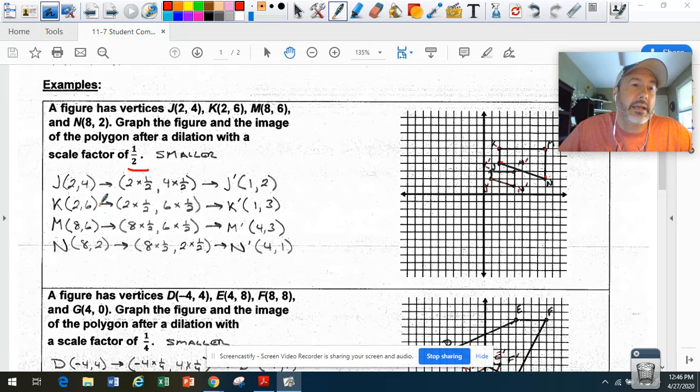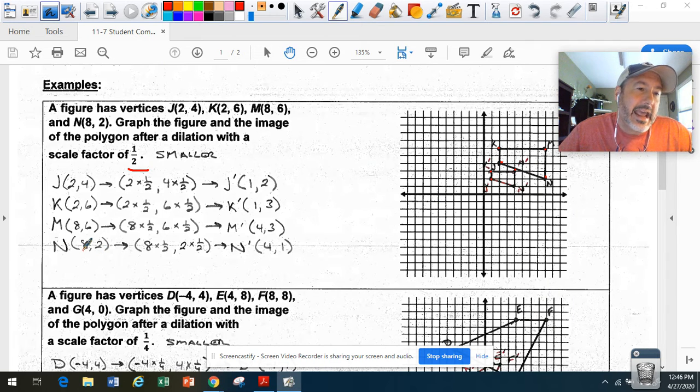That gives you 1. Take your y, multiply by 1/2, gives you 3. That means k prime right here is located at 1, 3. Do the same thing for your m. 8 times 1/2 is 4. 6 times 1/2 is 3. That means m prime right over here is going to be located at 4, 3.